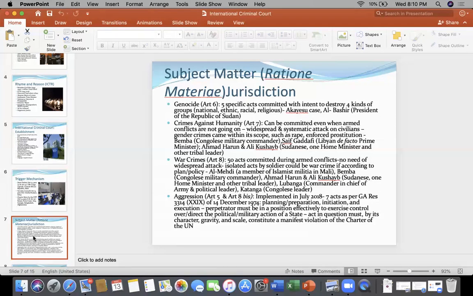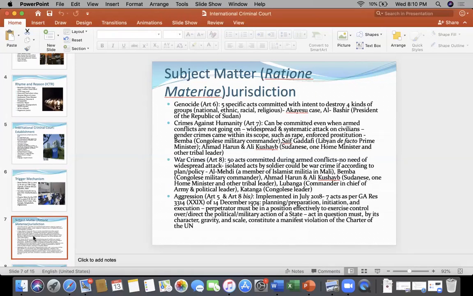I told you that those crimes are 4 in number. First is the crime of genocide. Second is war crimes. The third is crimes against humanity. And the fourth is the crime of aggression. These are the 4 kinds of crimes over which the International Criminal Court has jurisdiction.